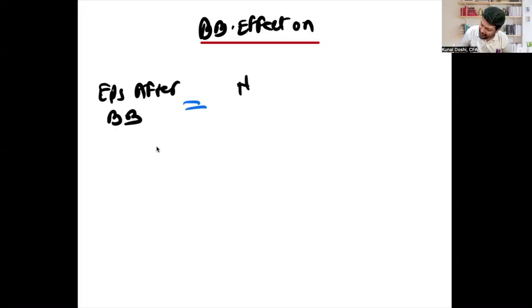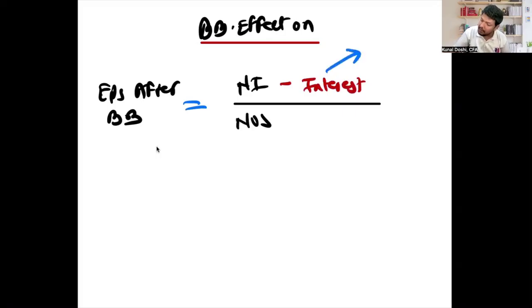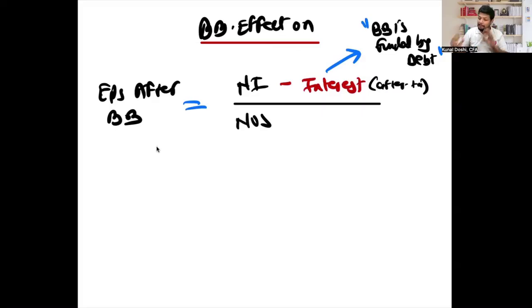It's going to be net income over number of shares. Here, net income minus interest after tax, but interest will only come into the picture if the buyback is funded by debt. Otherwise, no. But in the denominator, I will subtract the buyback shares. Correct?